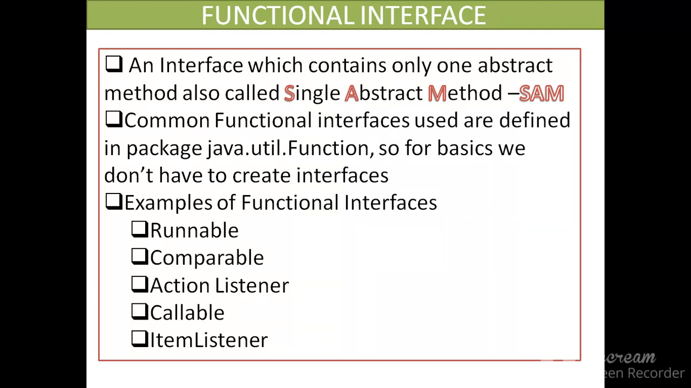So what is a functional interface? A functional interface is an interface which contains only one abstract method in it. It can contain only one abstract method, not more than that. It is also called a SAM, a single abstract method. The common functional interfaces are defined in the package java.util.function. For the basics, we don't have to create interfaces for them. Examples of functional interfaces are listed below.